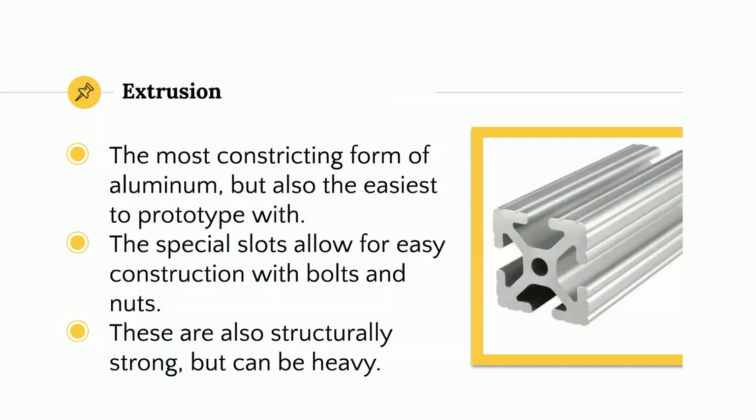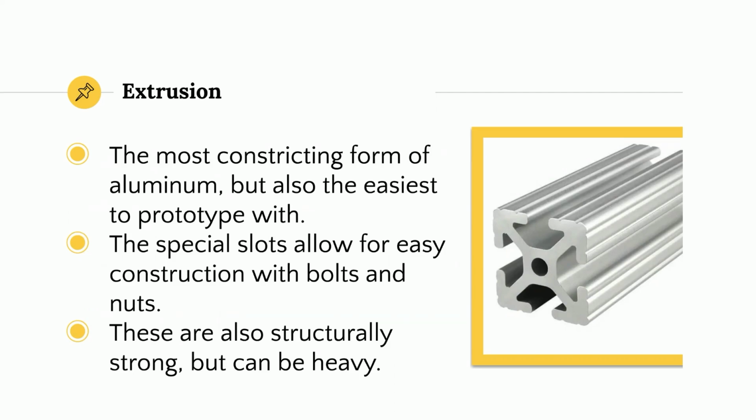Extrusion. This is the most constricting form of aluminum. However, it is also the easiest to prototype with. The special slots allow for easy construction with bolts and nuts. So when you put the bolt head into the slot and you tighten a nut with some sort of plate on the outside of it, it can just slide on and slide off really easily.